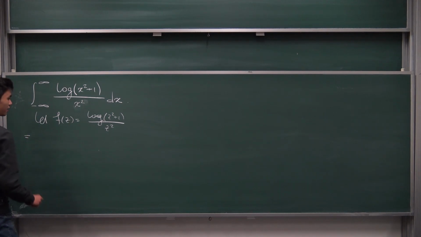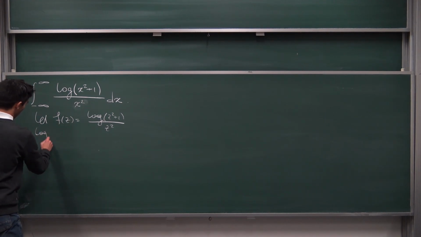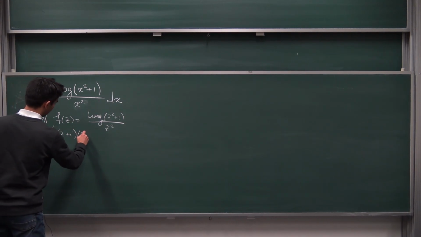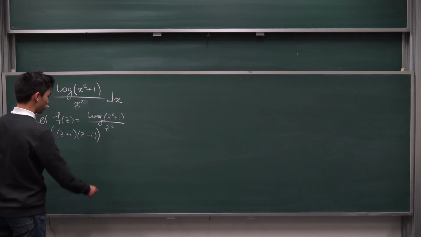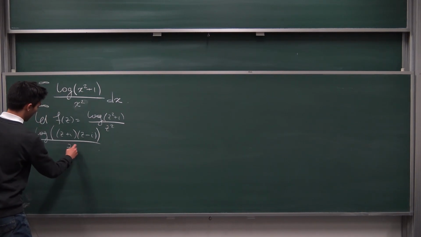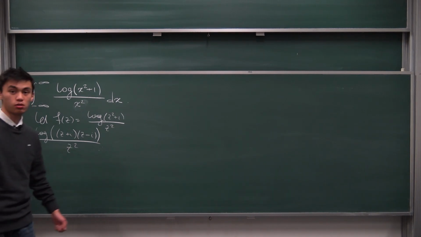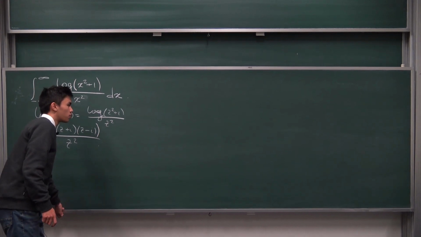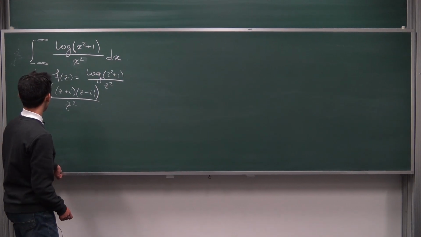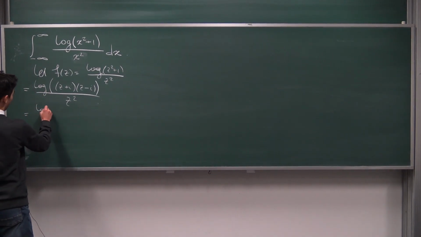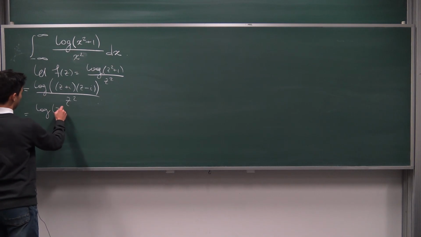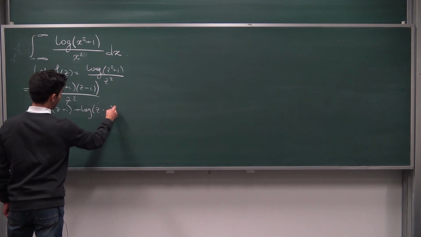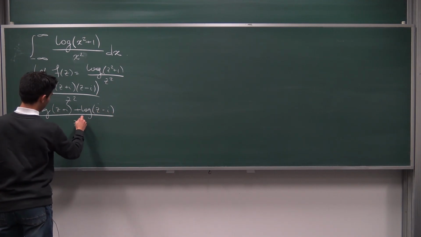We will notice that this is exactly equal to the logarithm of, big bracket, z plus i times z minus i, and on the denominator, this is still divided by z squared. Now we can use logarithm properties to split the product inside into a sum of logarithms. So we get the logarithm of z plus i, plus the logarithm of z minus i, and all of this is still divided by z squared.